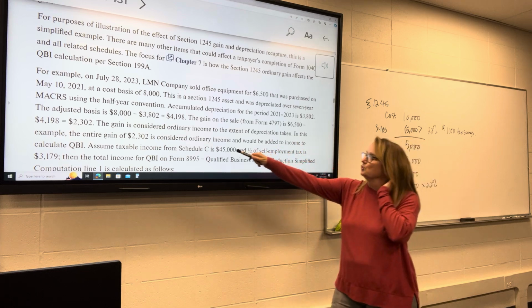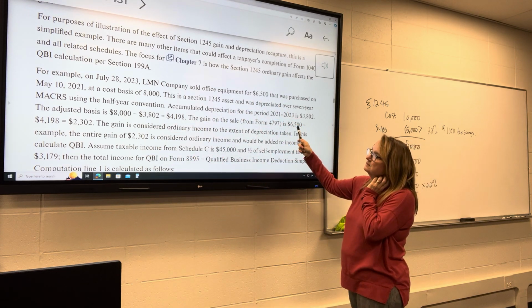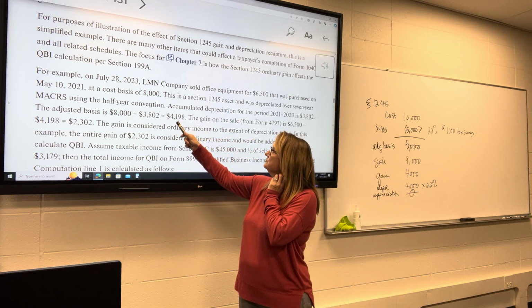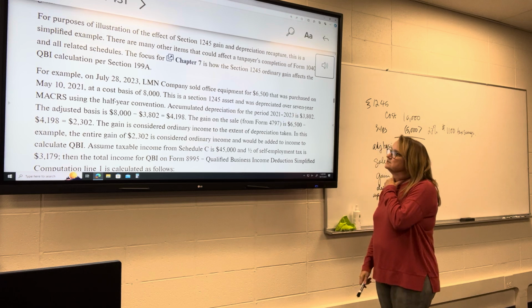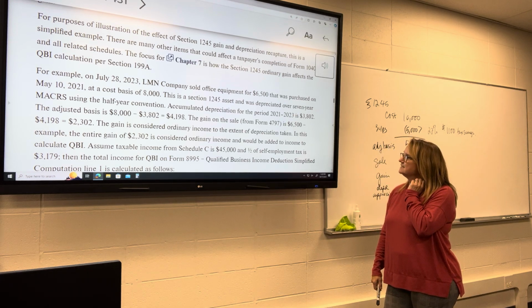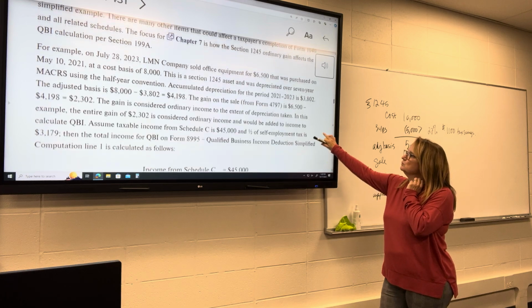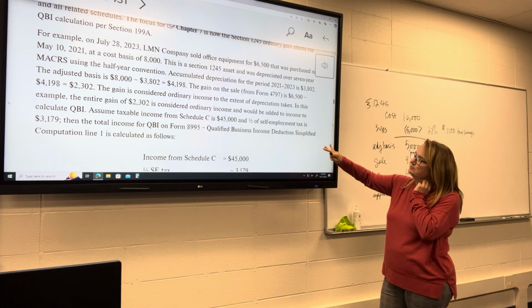The gain on the sale is $2,302 because they got $6,500 for it, and their adjusted basis was $4,198. So $2,302. It's considered ordinary income to the extent of the depreciation taken. So it would be added to income to calculate QBI in this case.